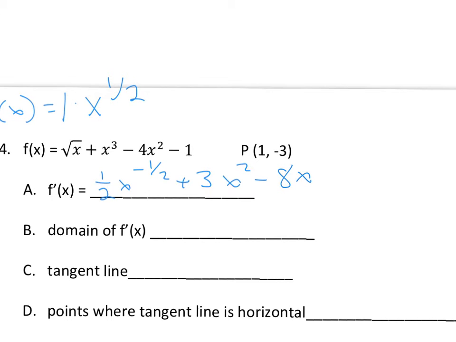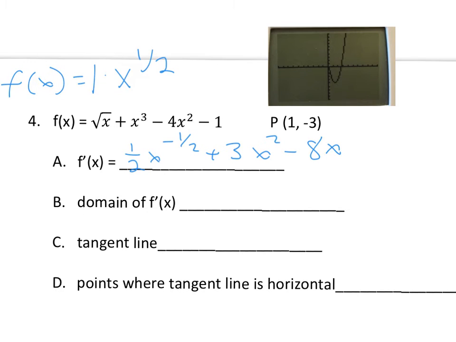So the domain for f of x, well, let's get a graph of this. Okay, so here's the graph of my derivative, and you can see that it starts here at 0 and then goes forward. So my domain is going to be x is greater than 0. I know it's not equal to 0 because this negative 1/2 is really like 1 over 2 root x, and I can't divide by 0, so I can't have x be 0. So my domain for the derivative is going to be x is greater than 0.